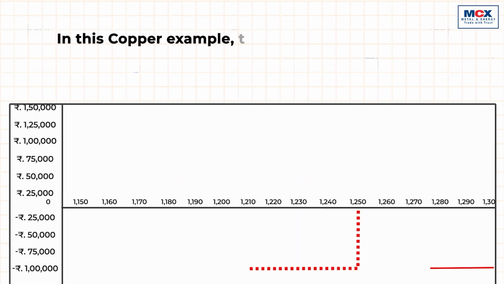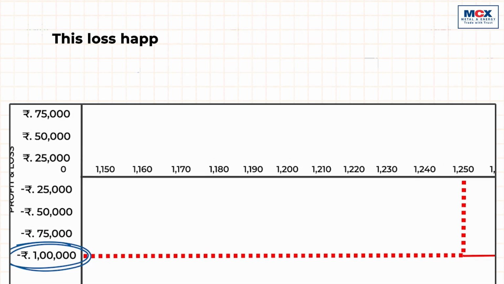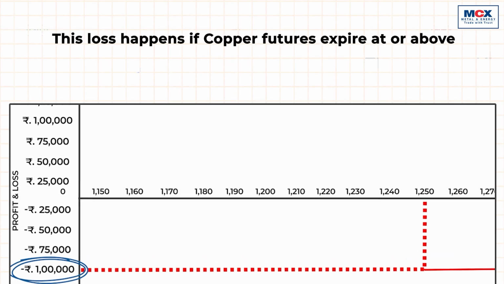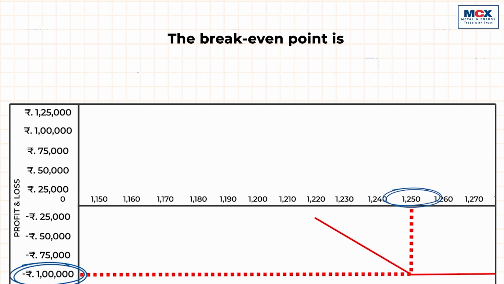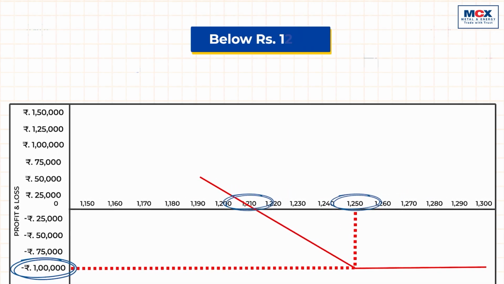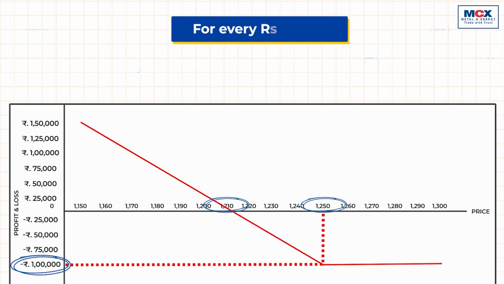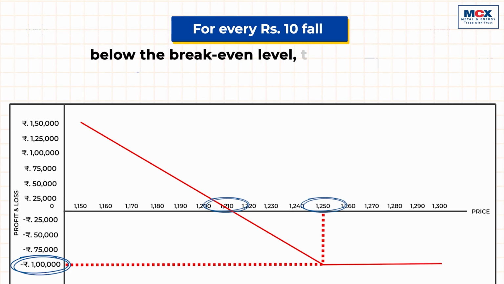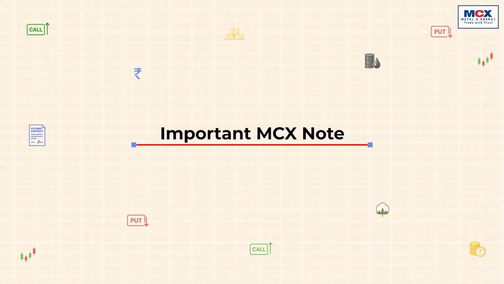In this copper example, the maximum loss is fixed at Rs 1 lakh per lot. This loss happens if copper futures expire at or above Rs 1250. The break-even point is Rs 1210 per kg. Below Rs 1210, the trader starts making profit. For every Rupee 10 fall below the break-even level, the trader gains Rs 10 into 2500 equal to Rs 25,000 per lot.